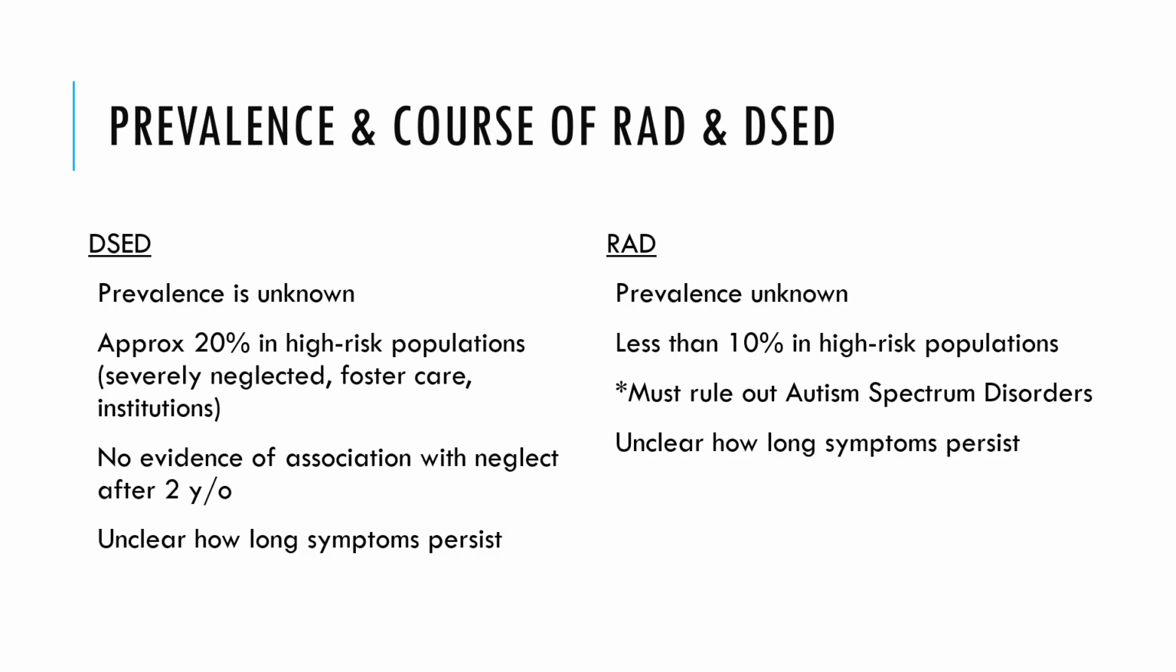Students, again, the high-risk populations are the severely neglected, repeated or multiple foster care placements, raised in institutions such as orphanages.